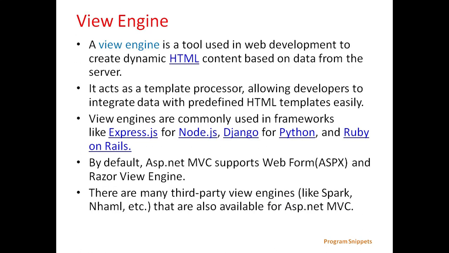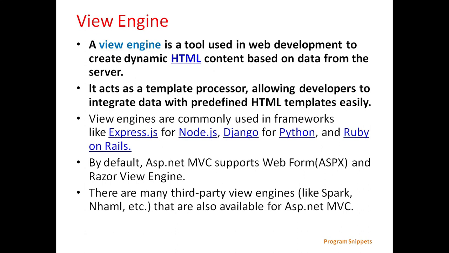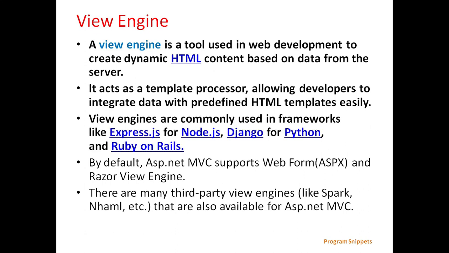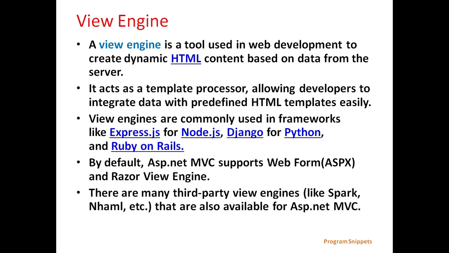A view engine is a tool used in web development to create dynamic HTML content based on the data from the server. It acts as a template processor which allows developers to integrate data with the predefined HTML templates easily. View engines are commonly used in frameworks like Express.js for Node.js, Django for Python, and Ruby on Rails. By default, ASP.NET MVC supports Webform and Razor View Engine. There are many third-party view engines that are also available for ASP.NET MVC.